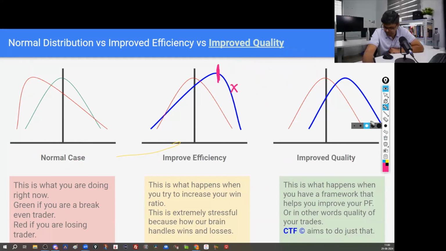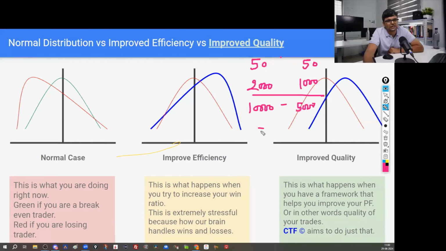But if you have a consistent distribution to your trades, all right. Let us take, you win 50% of the time, you lose 50% of the time. When you win, you make 2,000. When you lose, 1,000. In 5 trades, you make 10,000 rupees. In 5 trades, you lose 5,000 rupees. What is the net result?